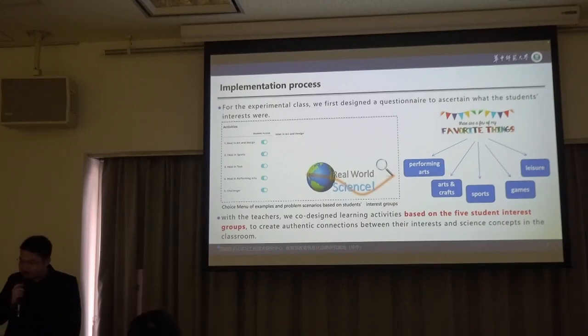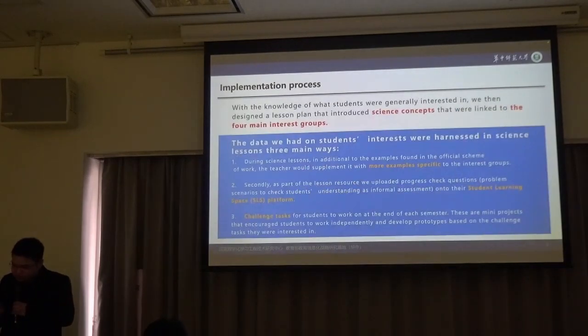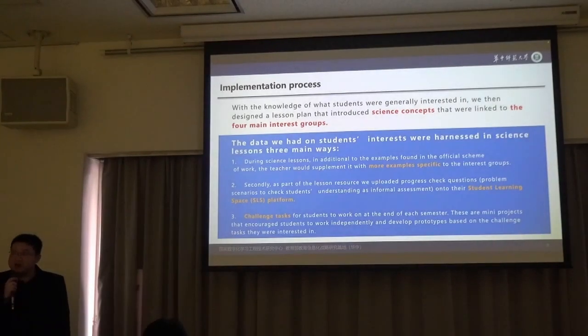Okay, as you can see, for the experiment class, we first designed a questionnaire to ascertain what the interests are, and then the teachers co-designed the learning activities on the five student interest groups, and tried to create authentic connections between their interest and the science concepts in the classroom. So we are trying to introduce this kind of informal interest in the formal classroom settings.